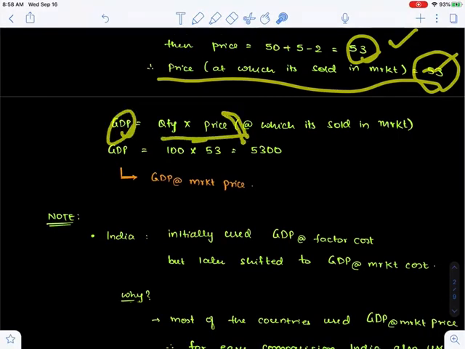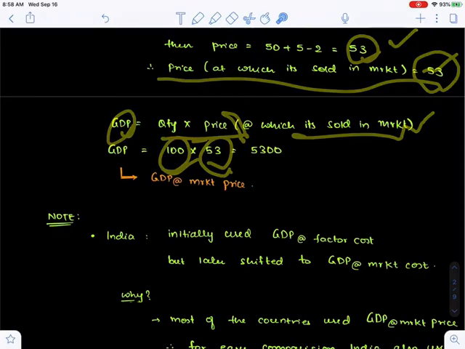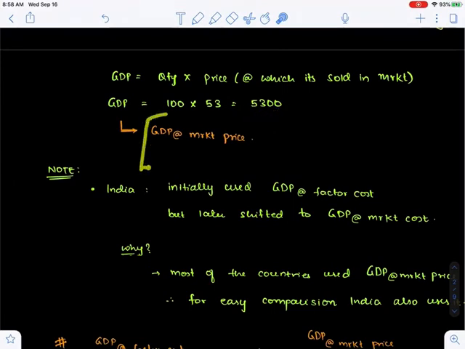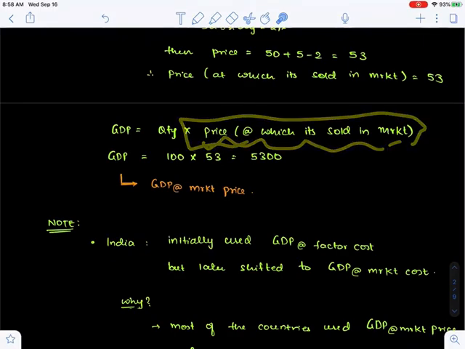What will be the GDP now? It's quantity into the price at which it's sold in the market, so it's 100 into 53, that is 5,300. So this GDP will be considered as the GDP at market price because it is based on the price at which the commodity is sold in the market.